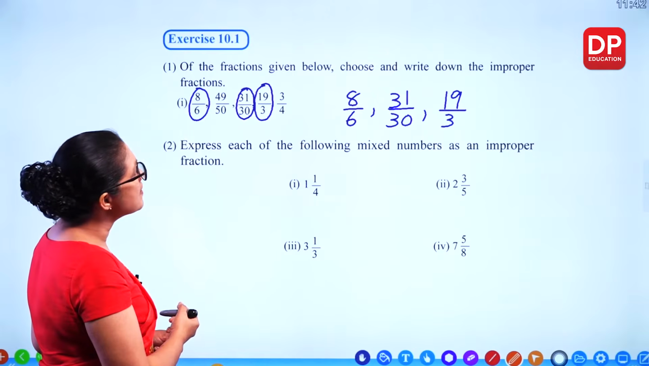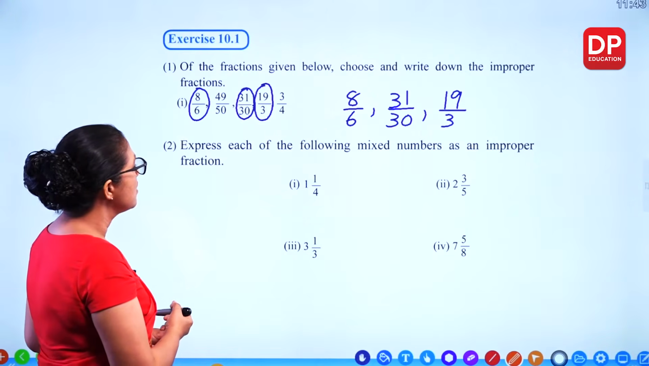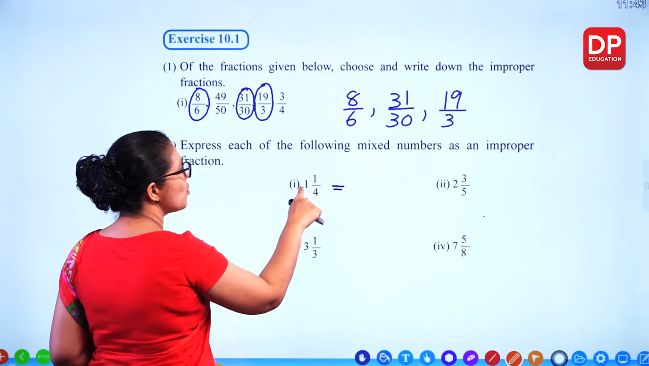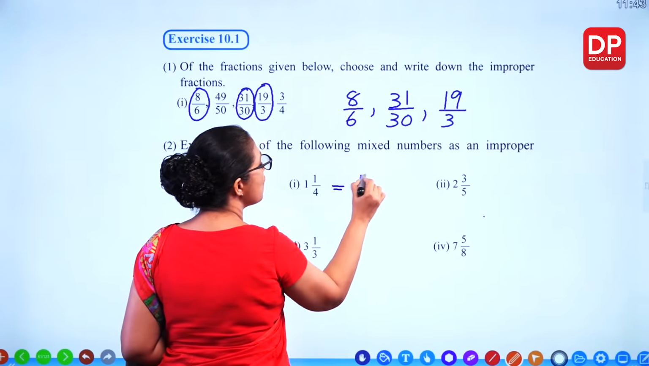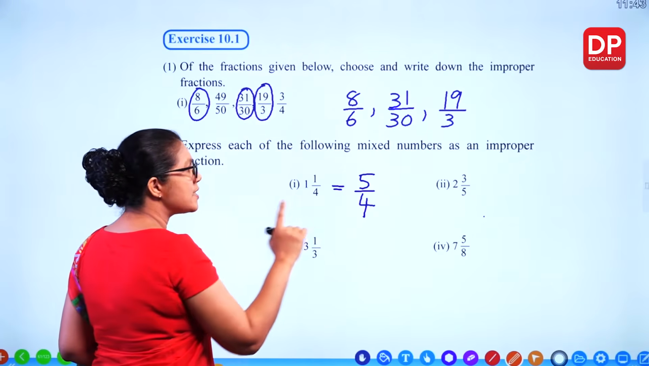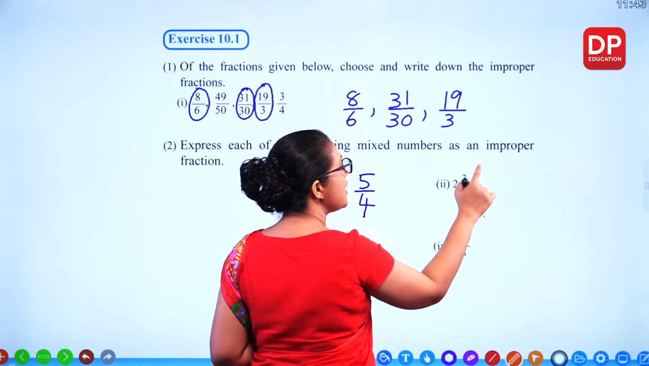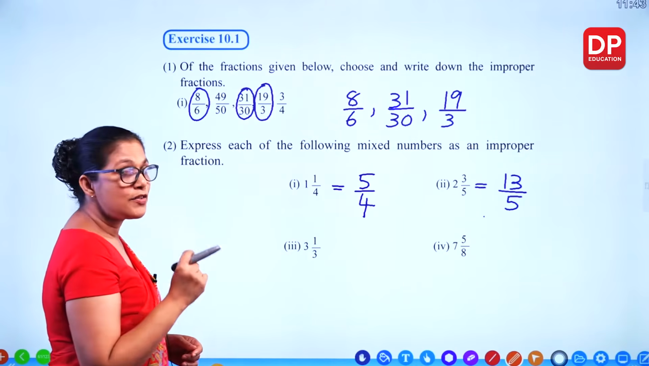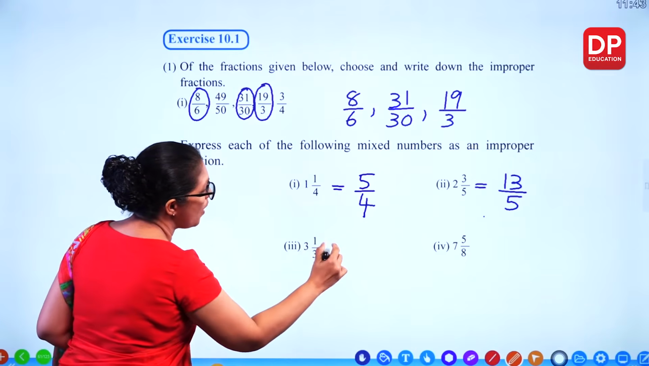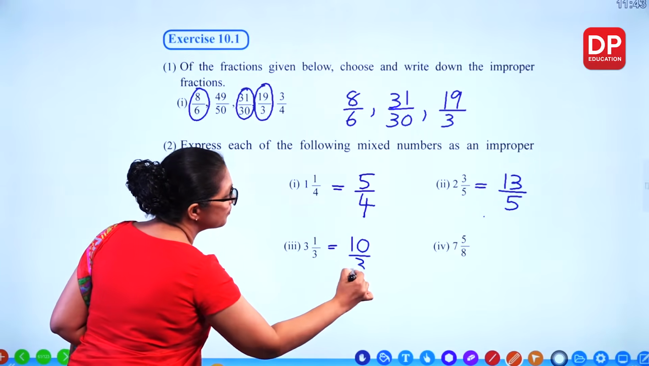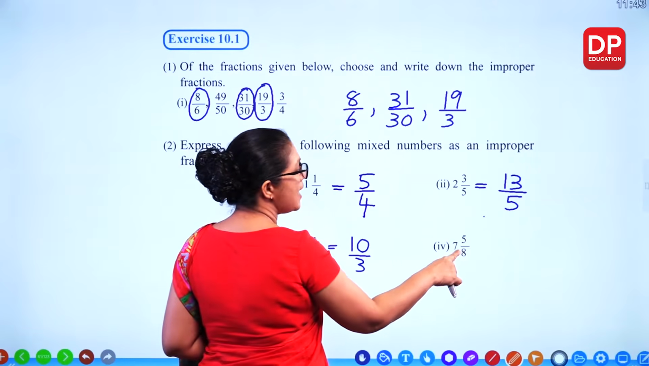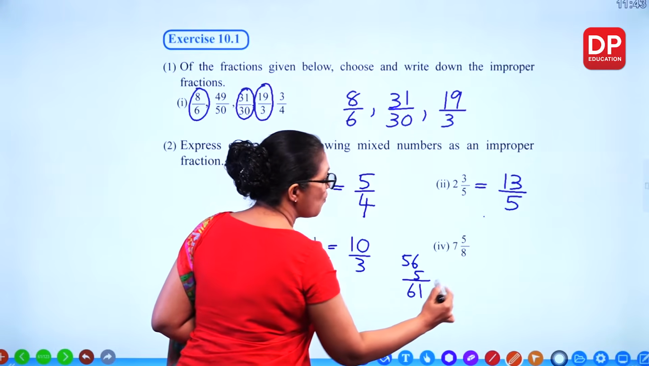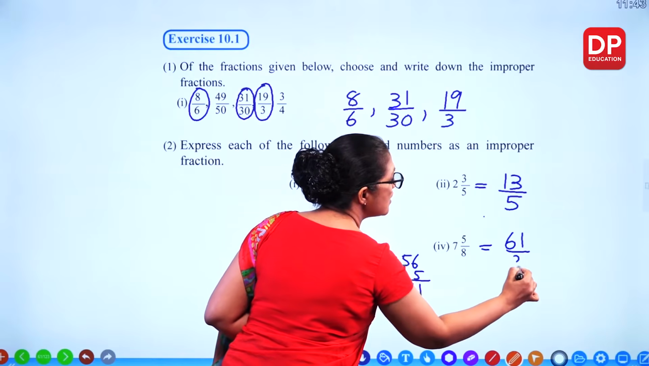Express each of the following mixed numbers as an improper fraction. So how we convert at once? You multiply and add 1. 4 times 1, 4. 4 plus 1, 5. This one, 5 times 2, 10. 10 plus 3, 13. This one, 3 times 3, 9. 9 plus 1, you get 10. This one, 7 times 8, 56. 56 plus 5, you get 61. So 61/8.